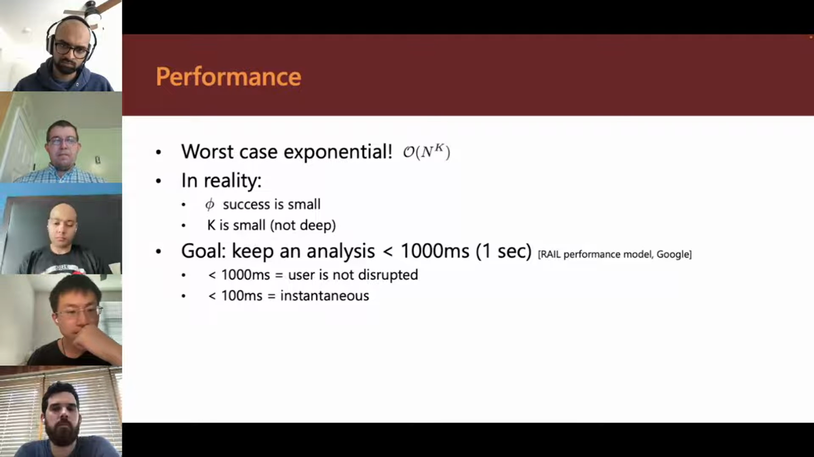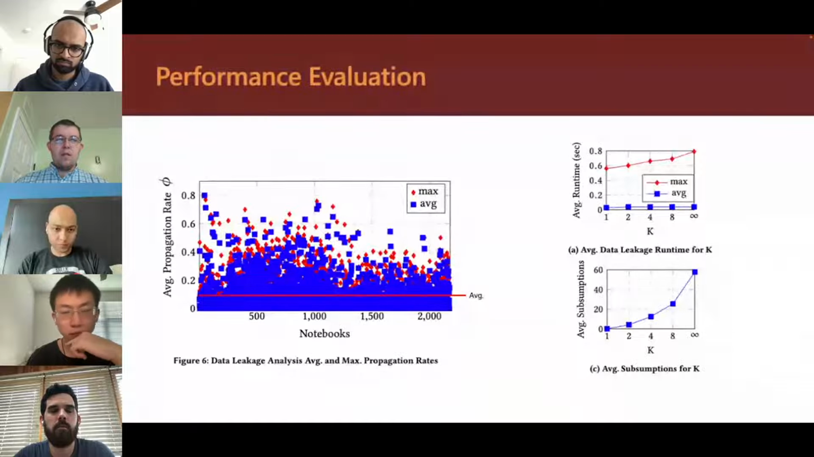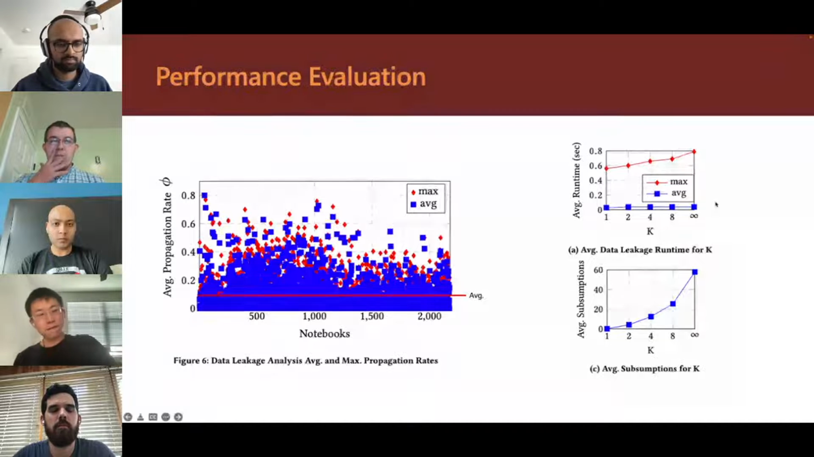In this use case, we wanted to keep the analysis quick, so as not to disrupt the users. We can see that for the two analyses, they largely stay under a second, with some cases that take a few seconds. And you can see the result is what I said before, that phi is typically about 10%. As K increases, so the depth increases, the number of subsumptions increases, and the actual execution time doesn't improve much anyway.